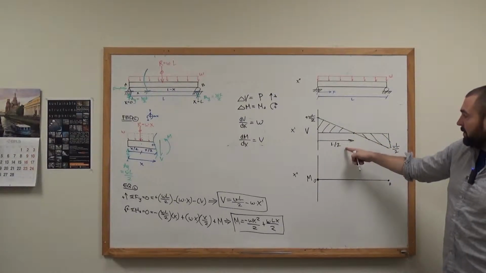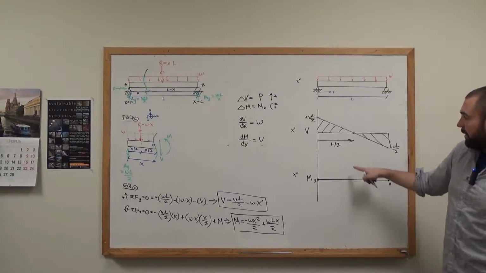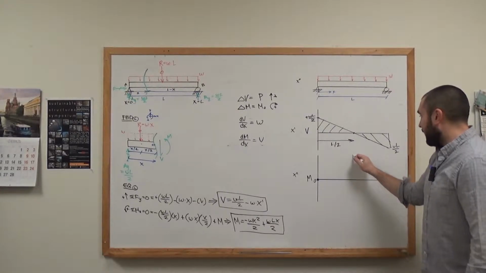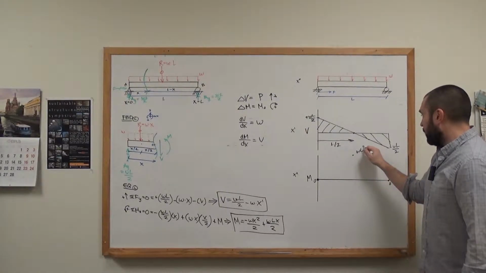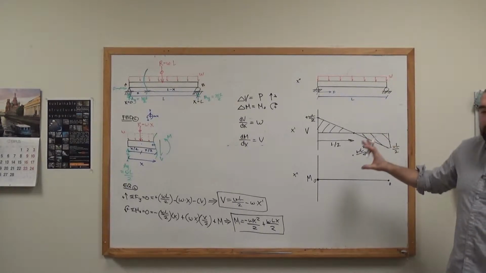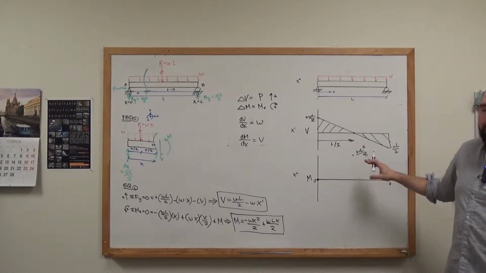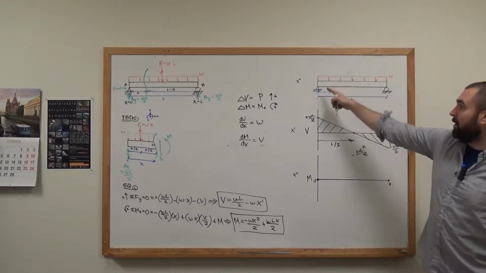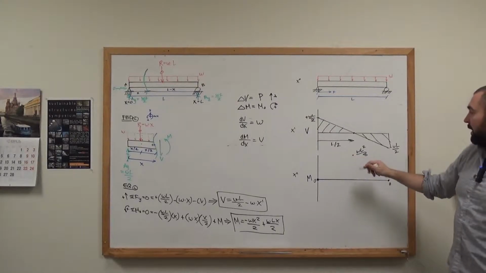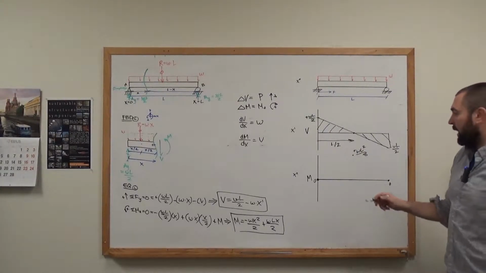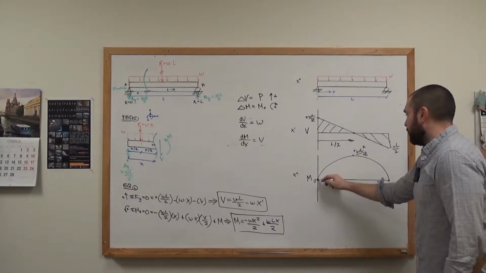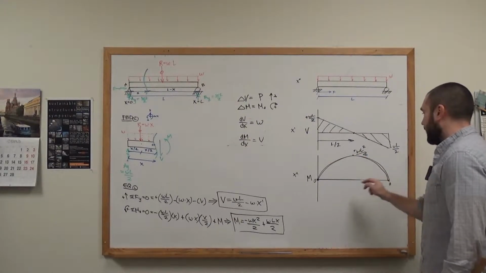So with that knowledge, the location of the local maxima or minima, I plug in L over 2 to my moment equation and I get wL squared over 8. You're probably going to get used to that value because a uniformly distributed load on a simply supported beam will always give you a maximum positive moment of wL squared over 8. And because it's parabolic, I should get a shape roughly like this.